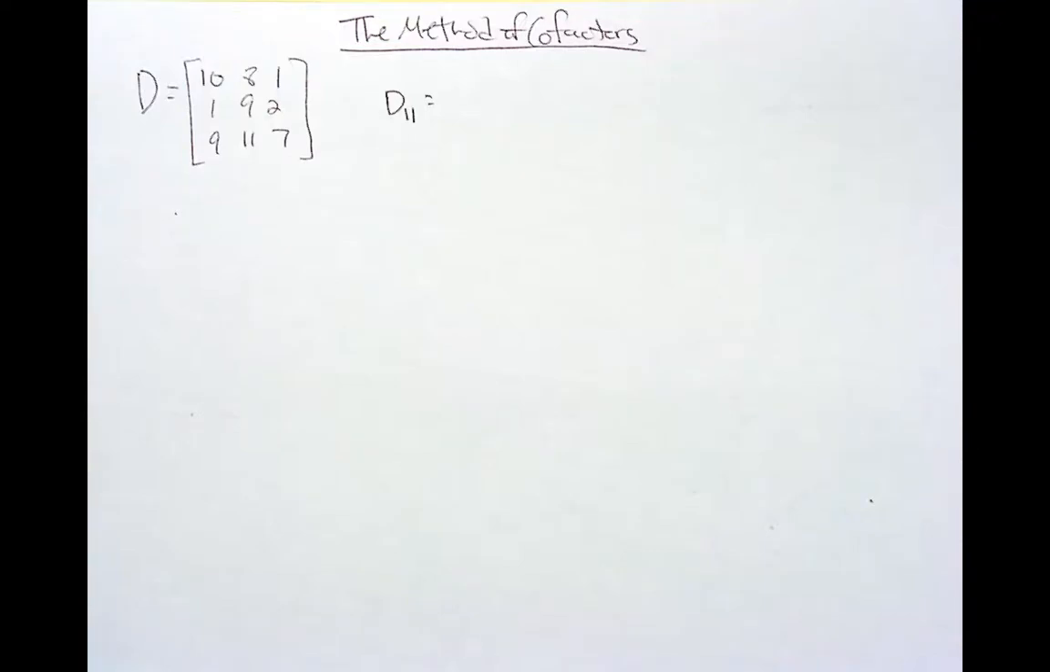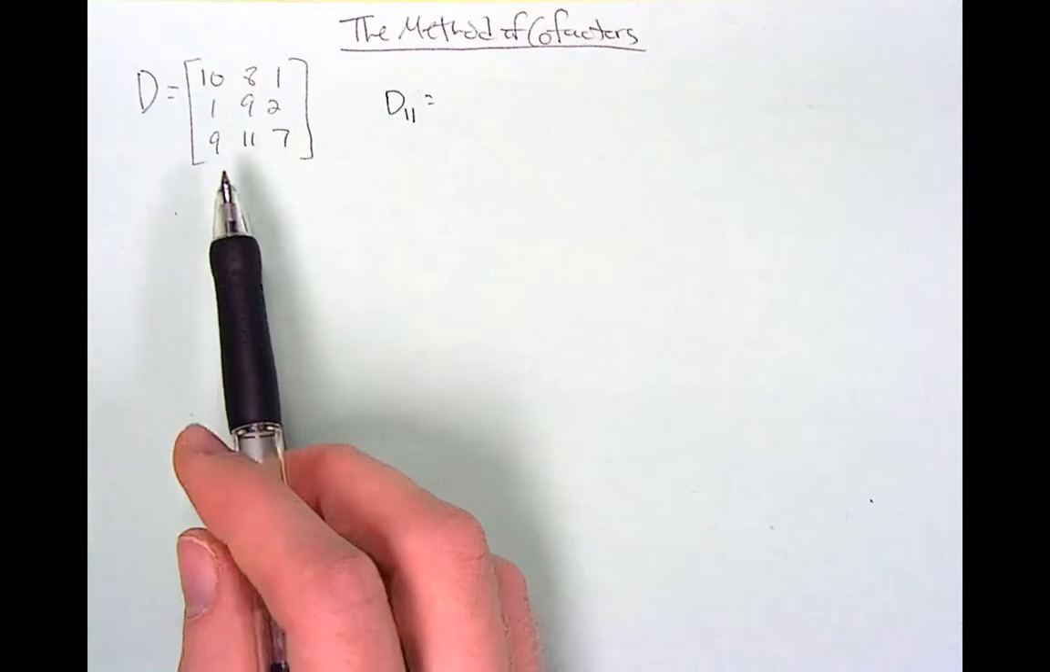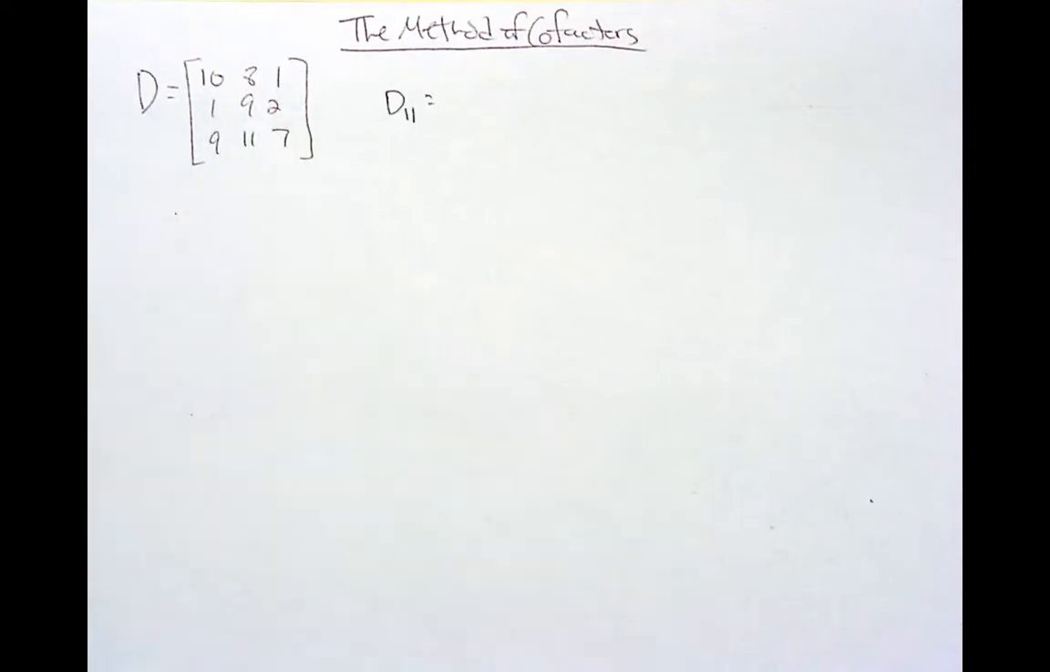Alright, the last method for finding a determinant is called the method of cofactors. This is actually a great method if you have anything large. It works for any size, but it is tedious for anything larger than a 4x4 matrix. So I have our D matrix that we did previously with the values of 10, 8, 1, 1, 9, 2, 11, 7. So what you do is you're going to select one row or column to use to do an expansion.